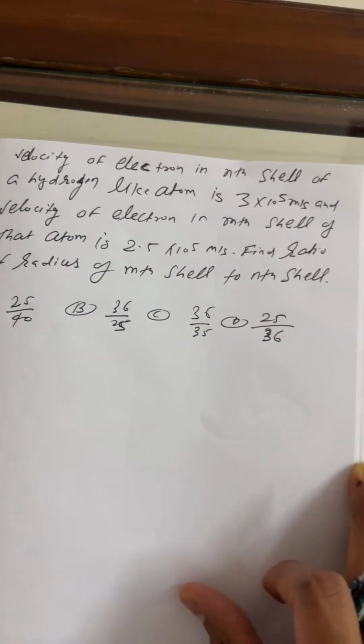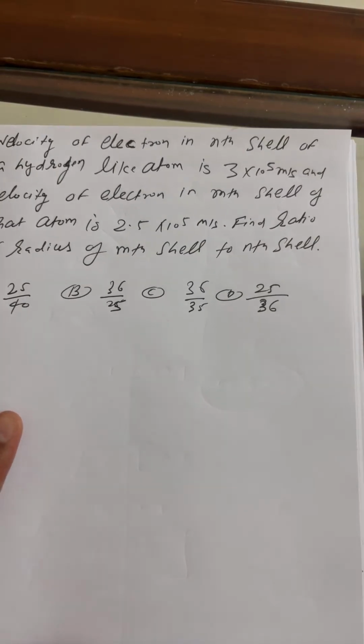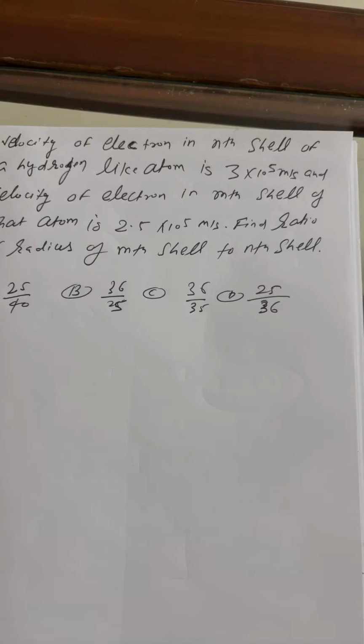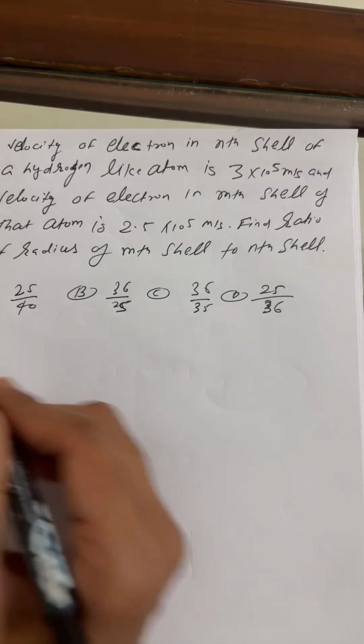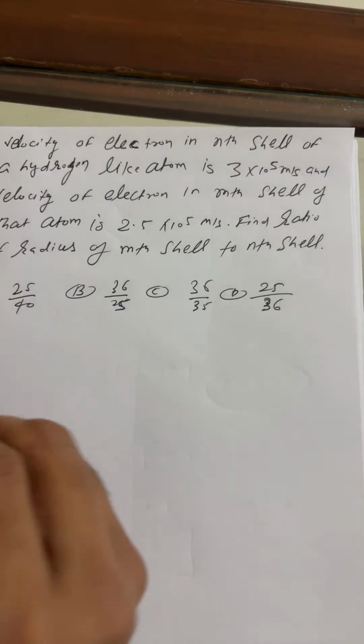Now, next question. This is the last question for this live session. The velocity of an electron in the nth shell of a hydrogen-like atom is 3 into 10 to the power 5 meter per second, and the velocity of the electron in the mth shell is asked. It is a very simple question; I repeated it multiple times in the classroom.